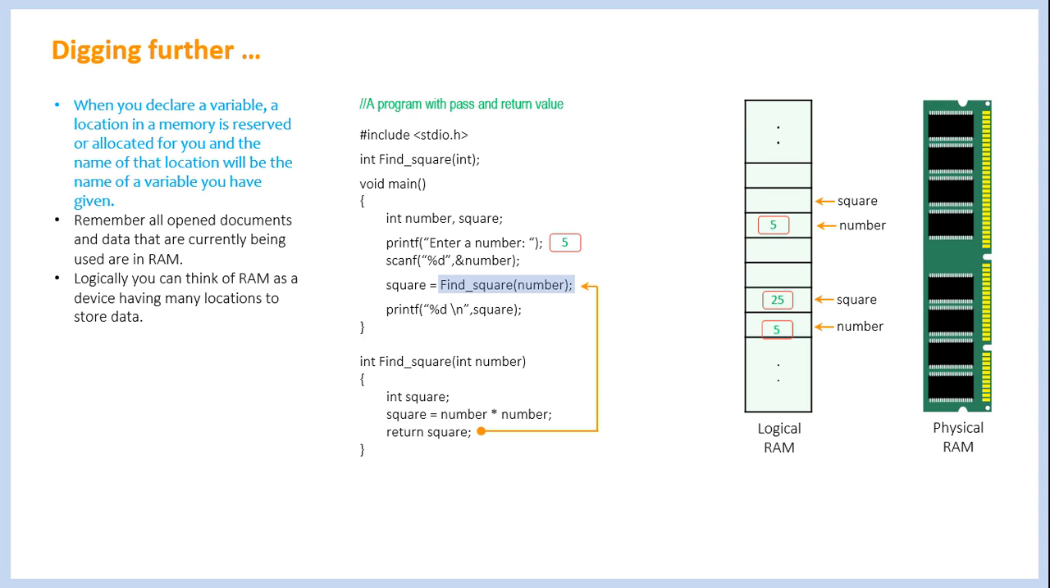When the value in square is returned, we say this happens. But what's really happening is, as explained above, the value from the memory location pointed to by the square variable in the function goes to the location pointed to by the square variable in main. So this is what really happens.